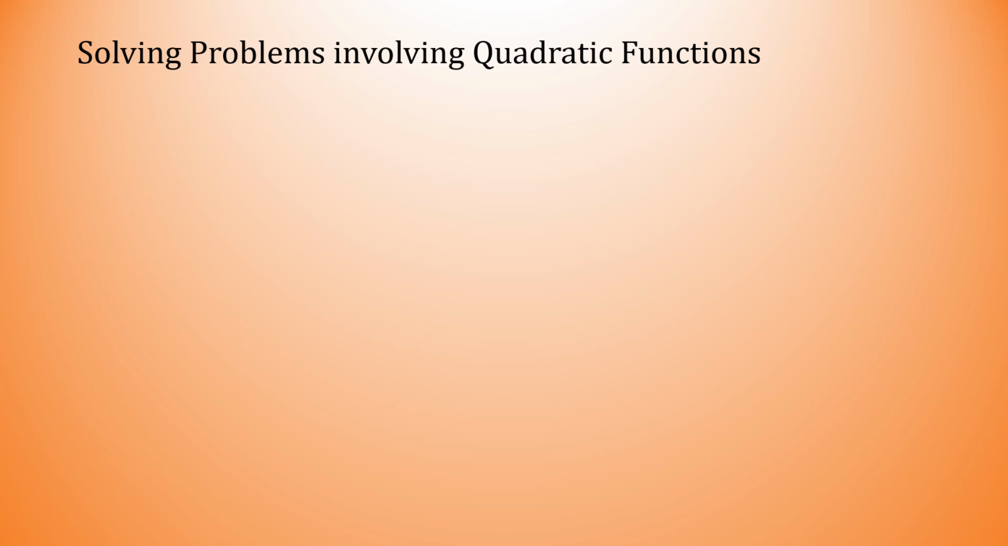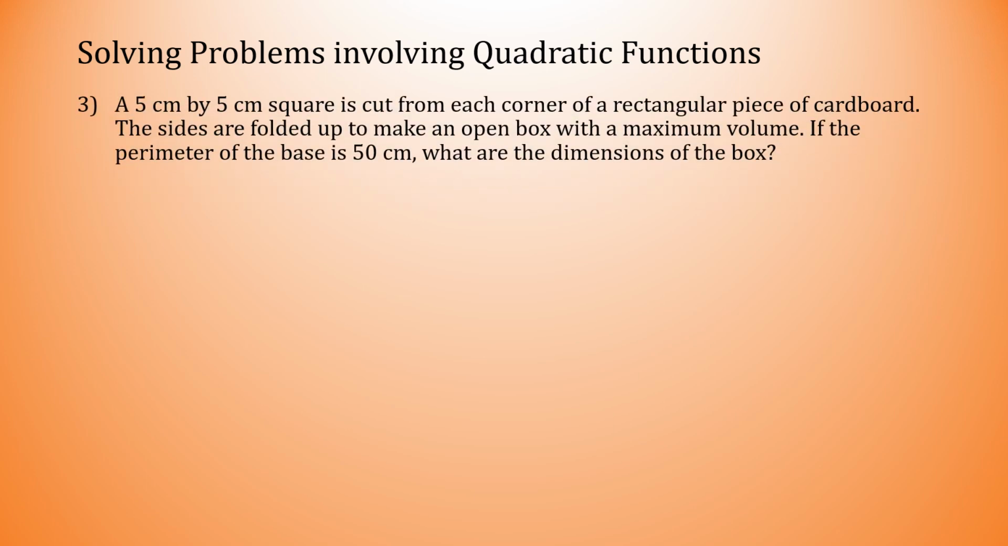So let's have our last example. A 5 centimeter by 5 centimeter square is cut from each corner of a rectangular piece of cardboard. The sides are folded up to make an open box with a maximum volume. If the perimeter of the base is 50 centimeters, what are the dimensions of the box?